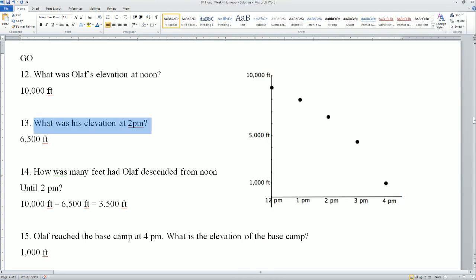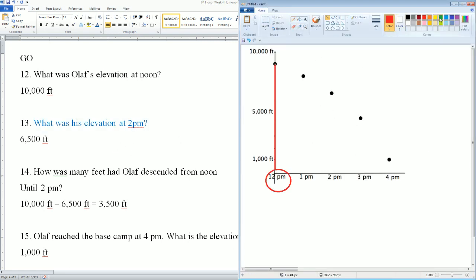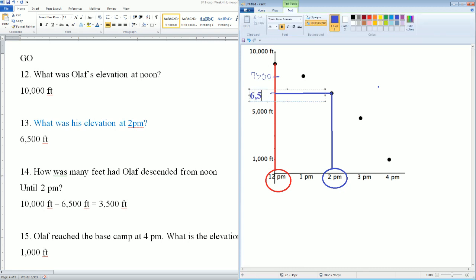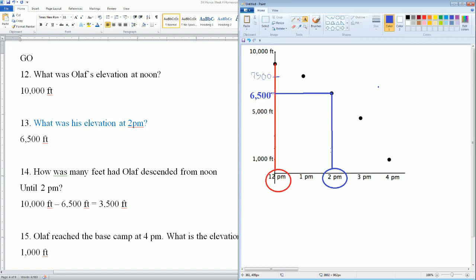Next, what is his elevation at 2 p.m.? I'm going to make that blue. So blue, circle, 2 p.m. Draw a line directly to it, over across. You sort of have to eyeball it. Understand that this is around the halfway point. So this one is roughly 7,500, and this is roughly 6,000, so basically 6,500. Roughly in that ballpark.